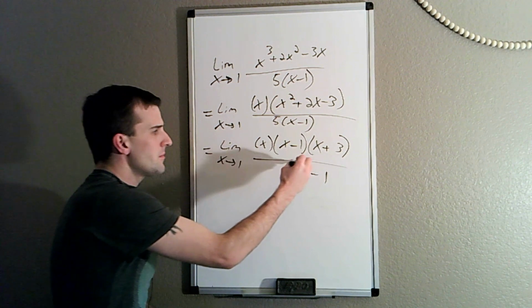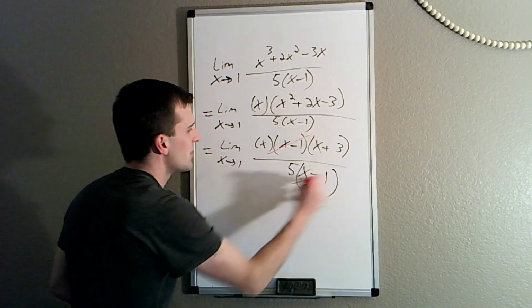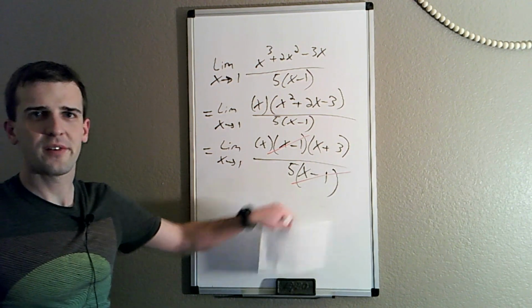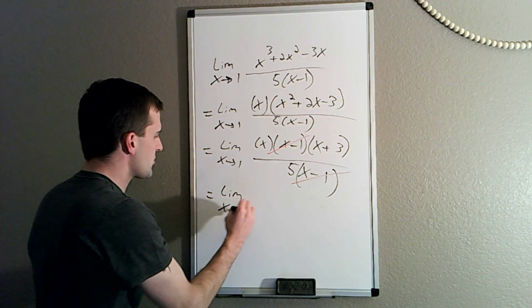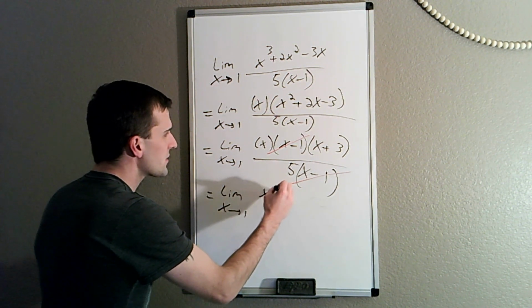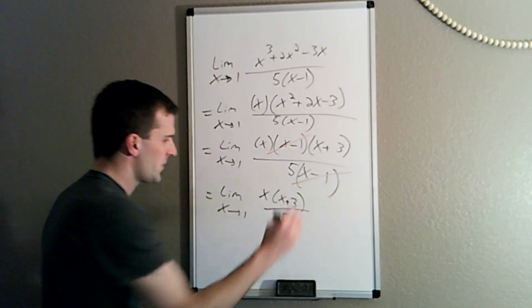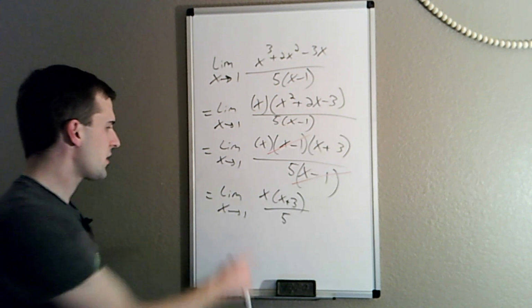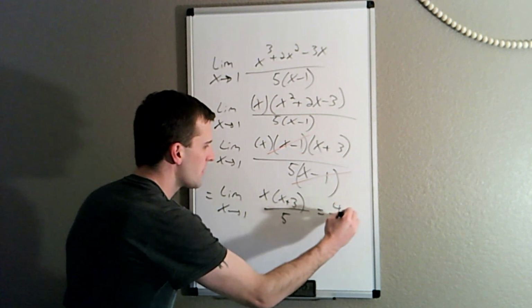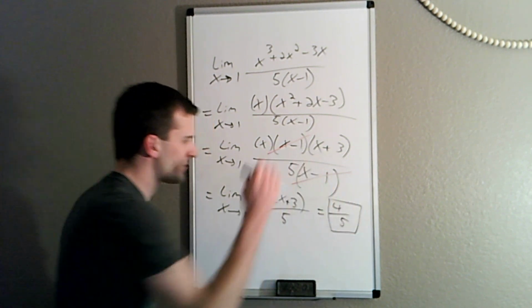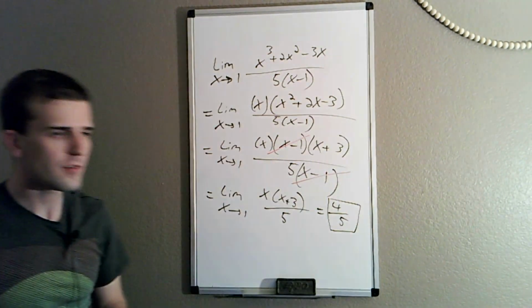We'll keep our bottom term. And now we can do some canceling. So we can cancel out the x minus 1. We're left with the limit as x approaches 1 of x times x plus 3 divided by 5. And when we plug in 1, we get 1 times 4 over 5, or 4/5. And there we go. That is going to be the last limit I do for this video.